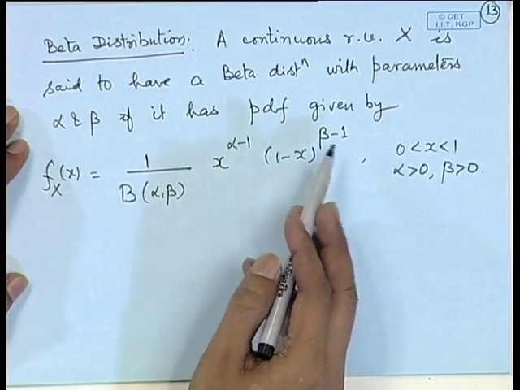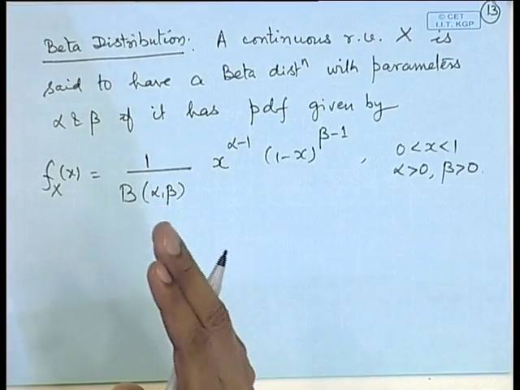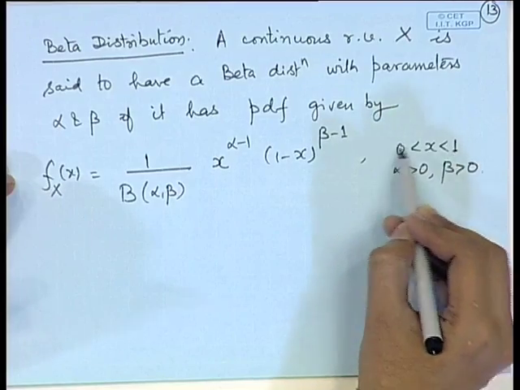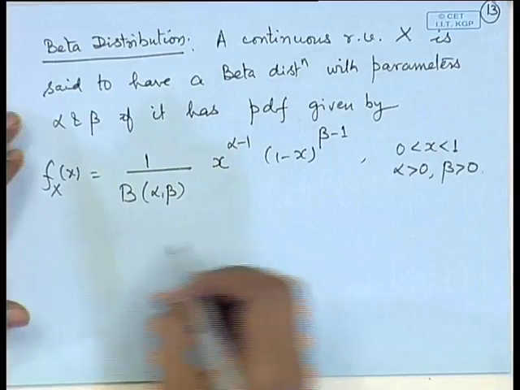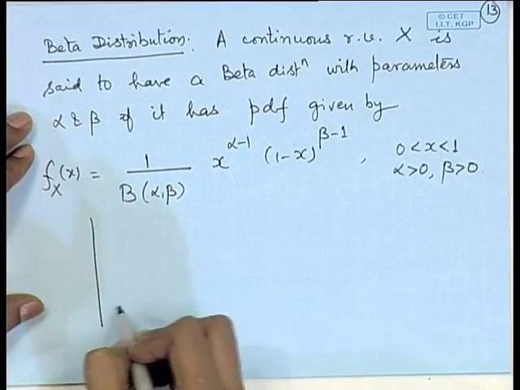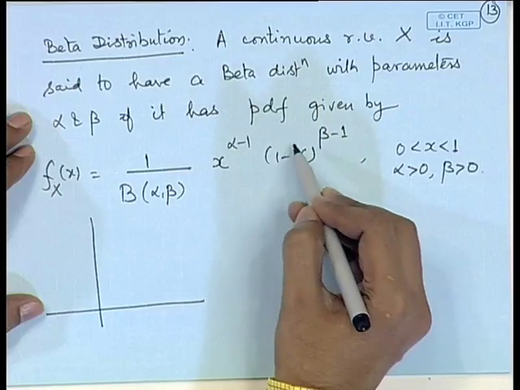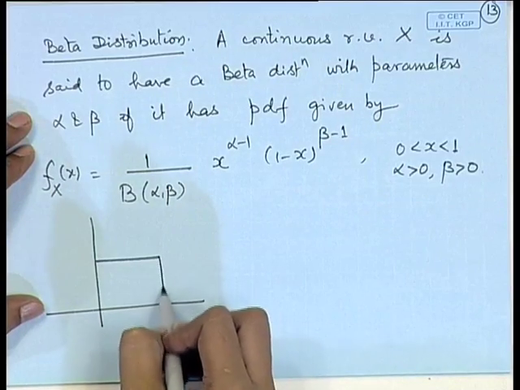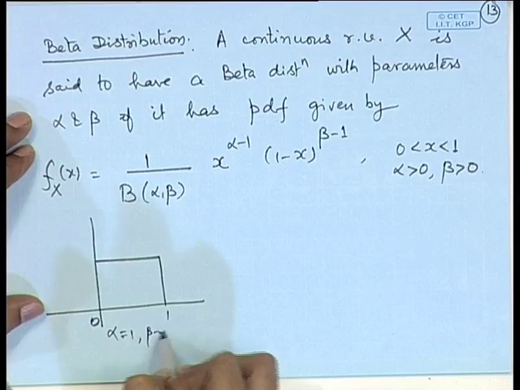The distribution is quite useful in describing various kinds of phenomena where the range is bounded, and if the range is bounded we can limit it to the interval 0 to 1. In fact, we can look at the shape of the curves. If I take alpha equal to 1 and beta equal to 1, it reduces to the uniform distribution. So, 0 to 1, if alpha is 1, beta is equal to 1.